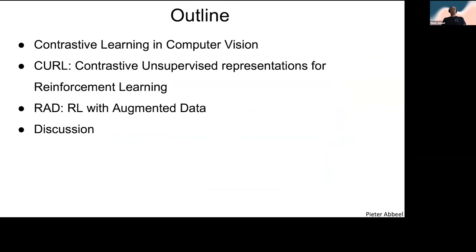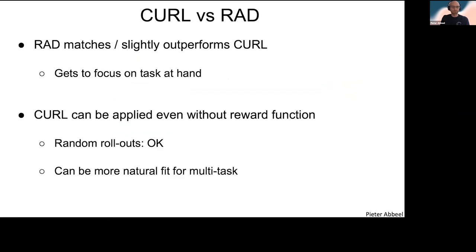Okay, so we covered both CURL and RAD, two new methods to try to learn as efficiently from pixels as can be learned with state access. So how about these methods relative to each other? RAD matches and even slightly outperforms CURL, likely because it gets to focus on the task at hand. It doesn't have that contrastive loss. The only loss is the reinforcement learning loss.